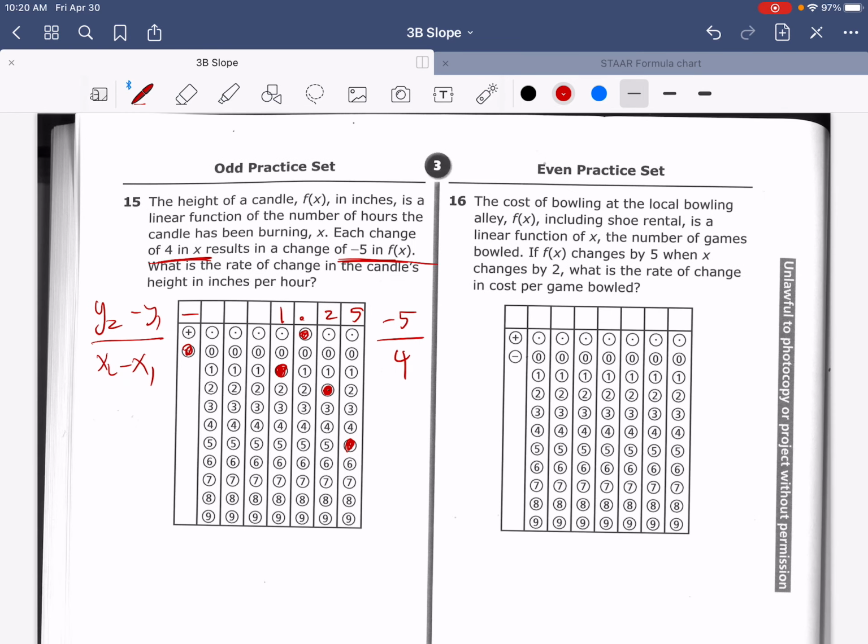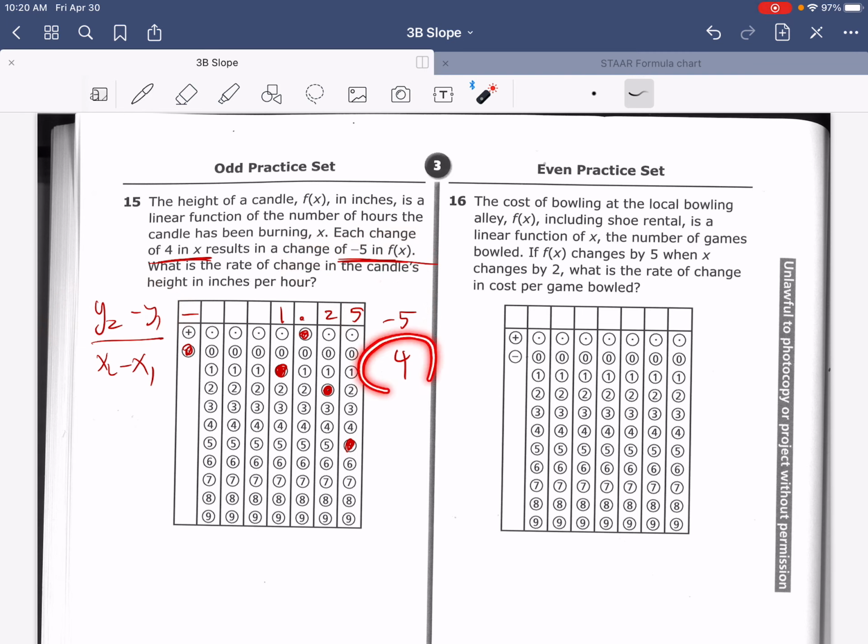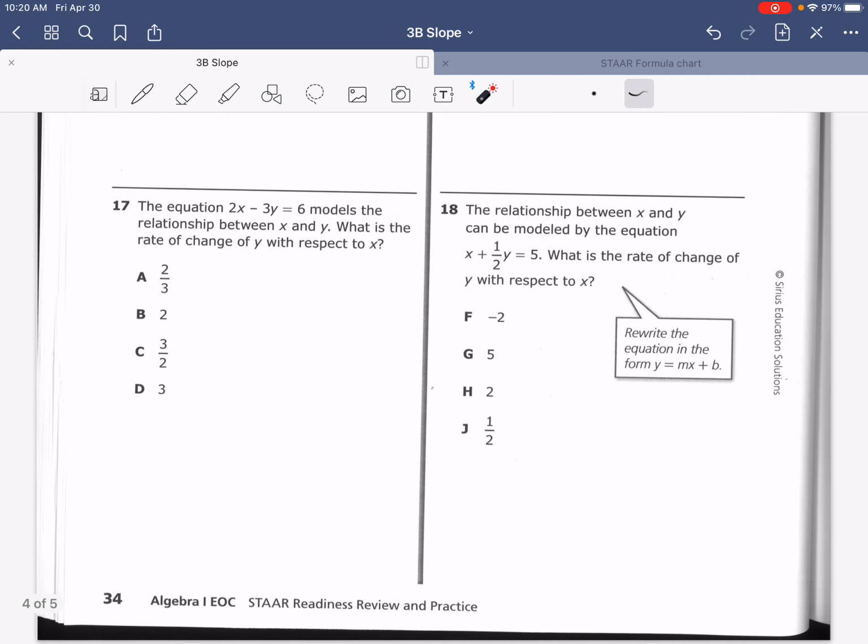So remember, usually it goes y2 minus y1, but it already did y2 minus y1 for us, because it already says change of negative 5, which means they already did this part. Negative 5, change of x, which is positive 4. Right? So try it by yourself.